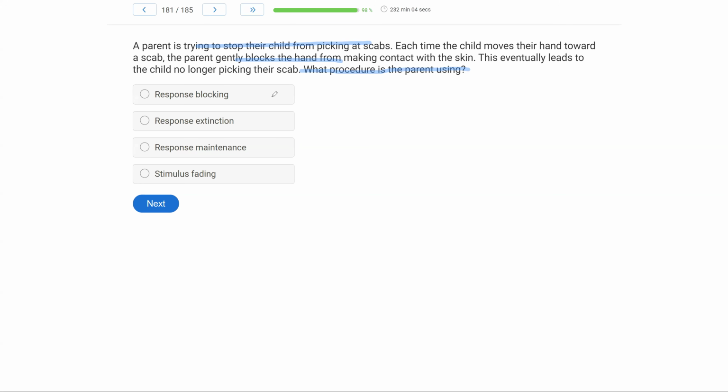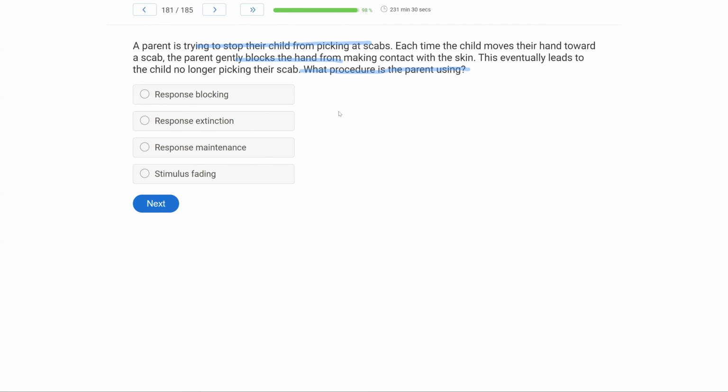Very clear, very easy. The hardest part about response blocking is being careful to not confuse it with response extinction. With response blocking, we're not too worried about the function. We're just trying to stop the behavior from occurring. And in some cases, that might lead to extinction. Sometimes it might not. So response blocking is not always extinction. So don't get those two confused. We don't necessarily know the function, so we can't say it's extinction. It is response blocking.